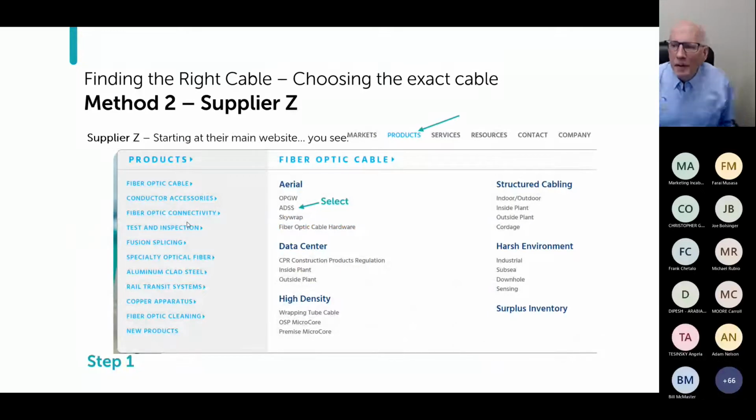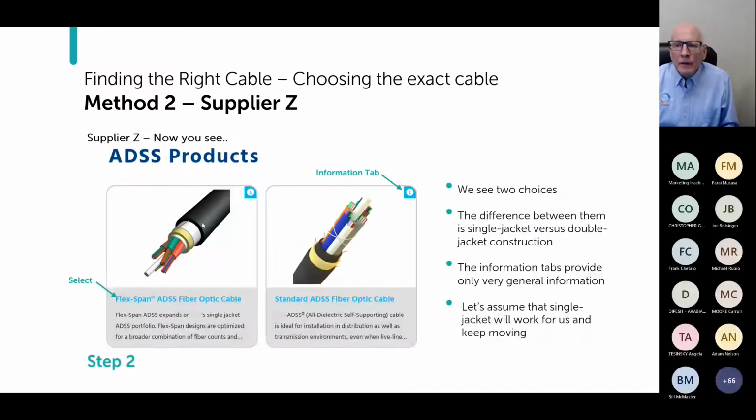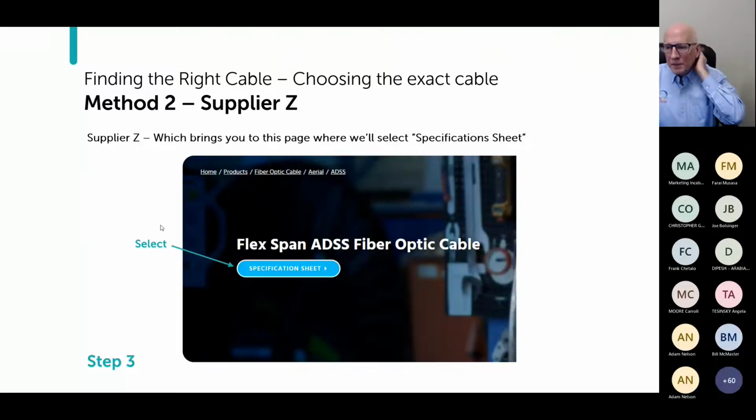Supplier Z, their main website, you see products, and under products, you find ADSS. So let's select that. You get these options. If you click on the information tab, you can get some more information. Basically, it boils down to single jacket versus double jacket. Don't really know, but I can make a guess that it's single jacket. That brings me here. I can click on the specification sheet.